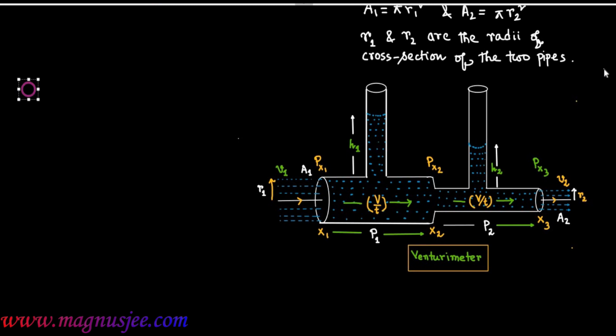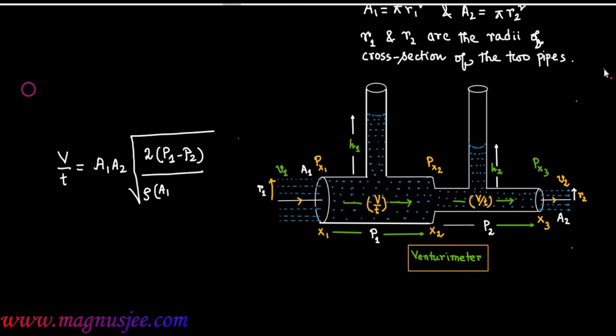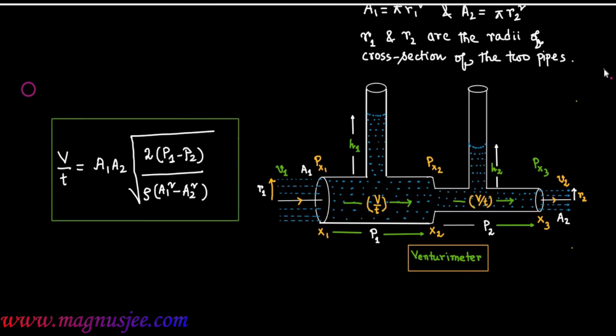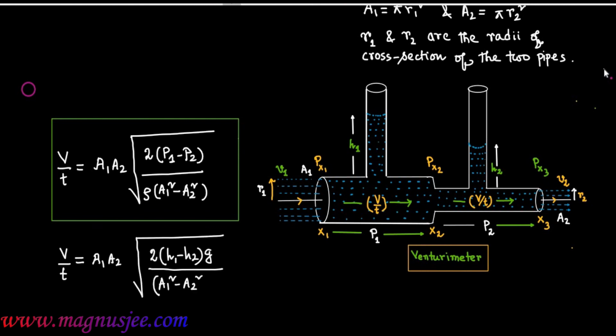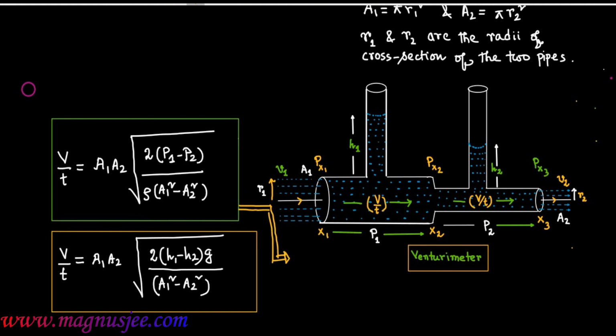Again, we can draw the diagram of the Venturi meter, and we have to write down the two formulae of rate of flow of liquid. Here, V/T = A1 A2 √(2(P1 − P2) / (ρ(A1² − A2²))). Similarly, V/T = A1 A2 √(2(H1 − H2)g / (A1² − A2²)). These are the two formulae of rate of flow of liquid through the Venturi meter.